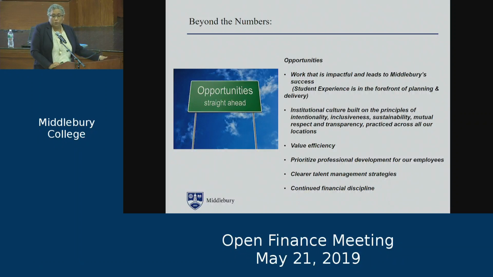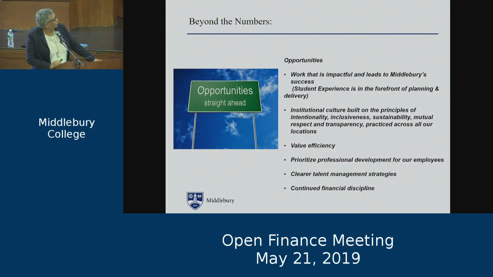That we can move forward on building the right kind of institutional culture that stands on these principles of intentionality, inclusiveness, stability, mutual respect, transparency, and that we're practicing those kind of values across all of our locations. That we need to value efficiency, that much of what has happened in terms of the workforce planning are redesigned processes that value getting the most work done in the most efficient way. That has some challenges for us in areas where we've been having much more of a high-touch service paradigm.